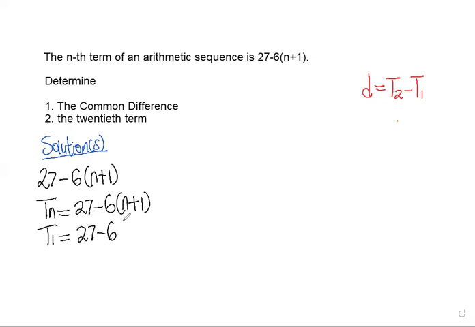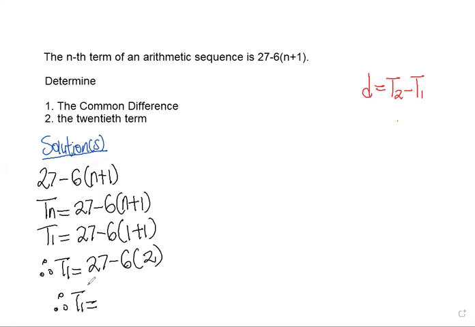27 minus 6 into, then it means that in the place of n, we're going to put 1, so it will be 1 plus 1. Then we're going to have, therefore, term 1 being equal to 27 minus 6 multiplied by 2. So our first term is going to be 27 minus 6 into 2. So 15 represents our first term, which is T1, right?